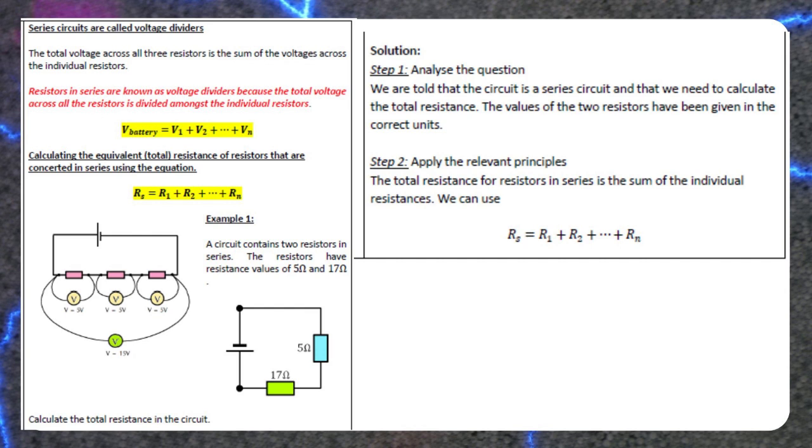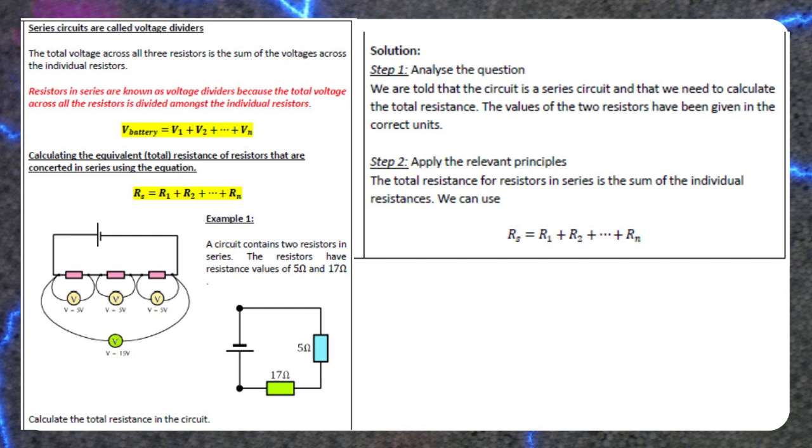Solution. Step 1. Analyze the question. We are told that the circuit is a series circuit and that we need to calculate the total resistance. The values of the two resistors have been given in the correct units.